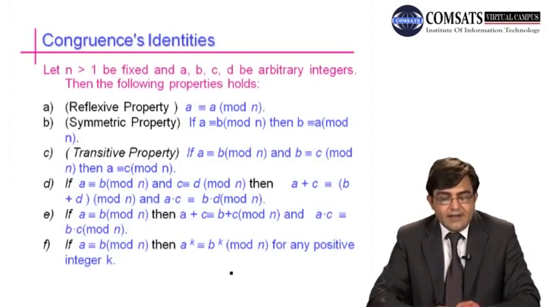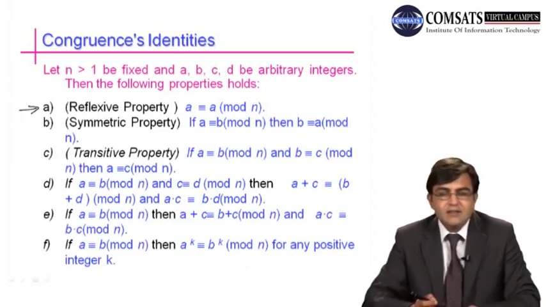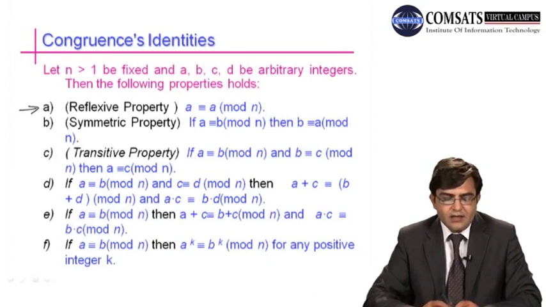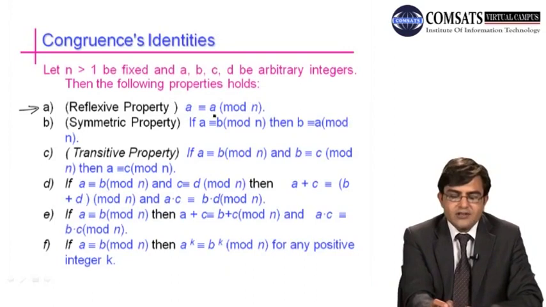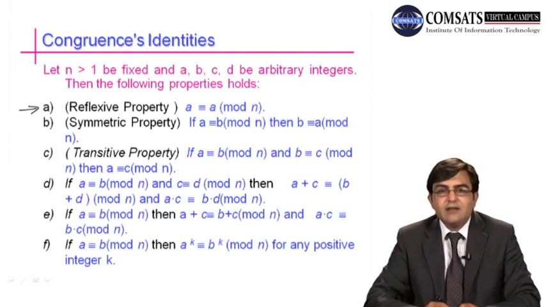Next are some congruence identities. Let n greater than 1 be fixed and a, b, c, d be any arbitrary integers. Then the following properties hold. The first property is the reflexive property. In the reflexive property, we have a is congruent to a mod n. What does it mean? That every number is congruent to itself always.